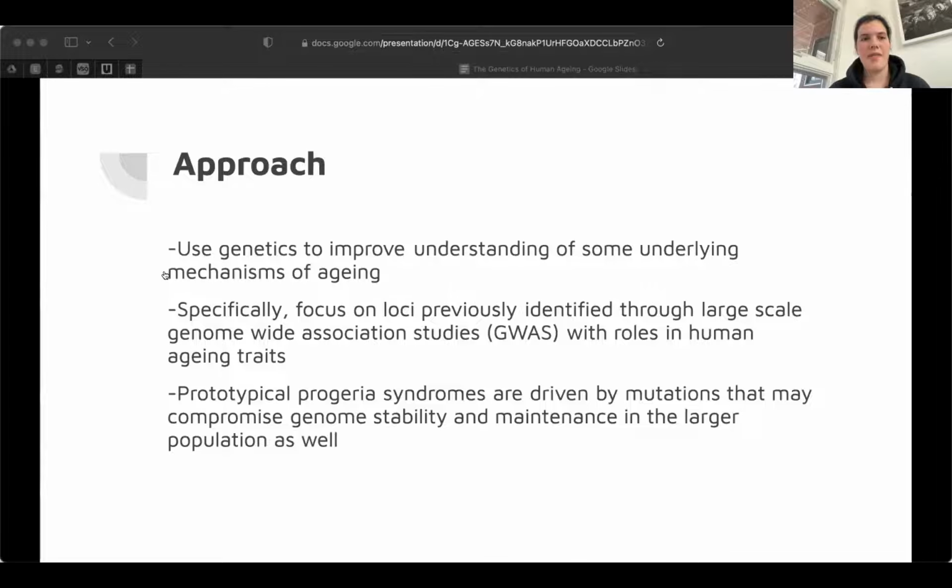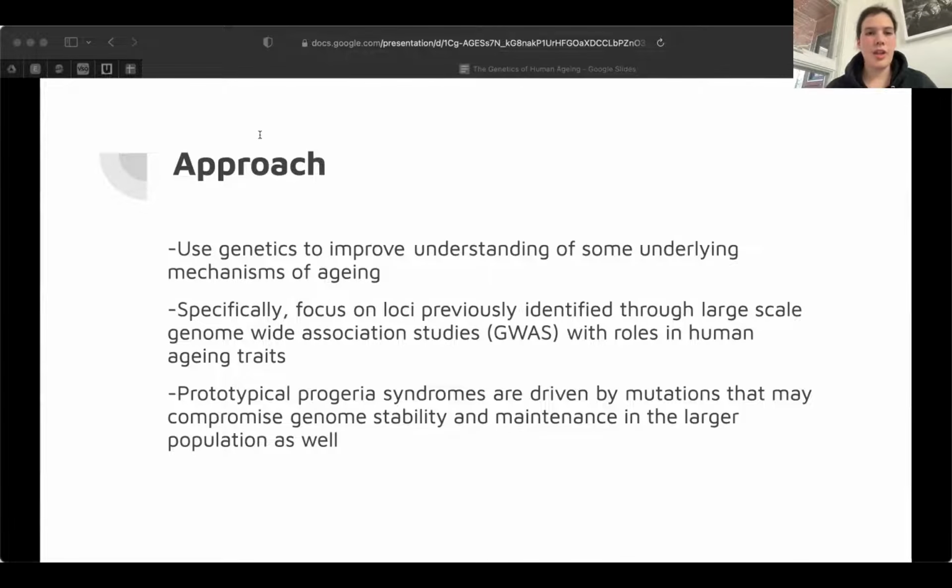And then we have, specifically for our purposes today, the approach, which was to use genetics to improve understanding of some underlying mechanisms of aging, specifically focused on loci previously identified through GWAS to involve human-specific aging traits and prototypical progeria symptoms, so the clinical manifestation of phenotypes that are already linked with aging malfunction and quick aging, if that is the correct terminology for it, and whether or not that could be applied to the larger human population based on the mutations identified in those specific syndromes.